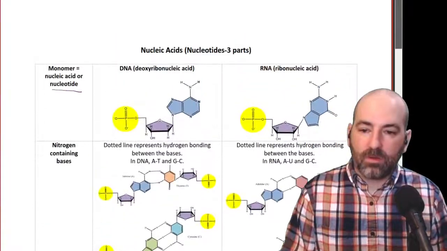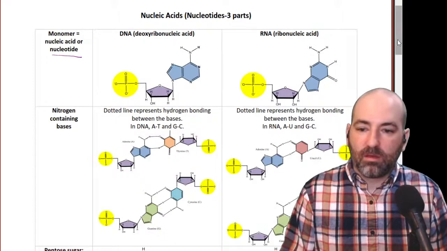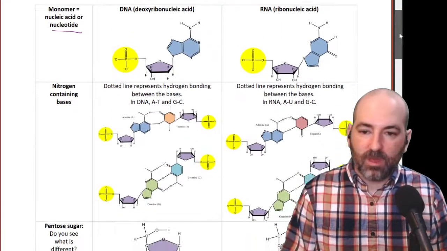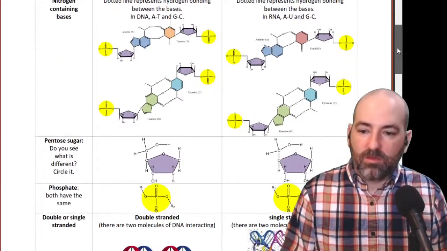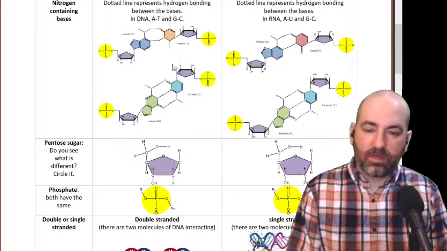All right, so as this document says, there are basically three parts of a nucleic acid. You've got the nitrogen-containing bases, and we'll look at those structures in a second.